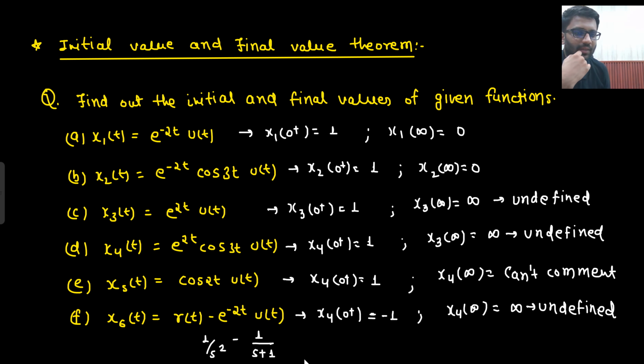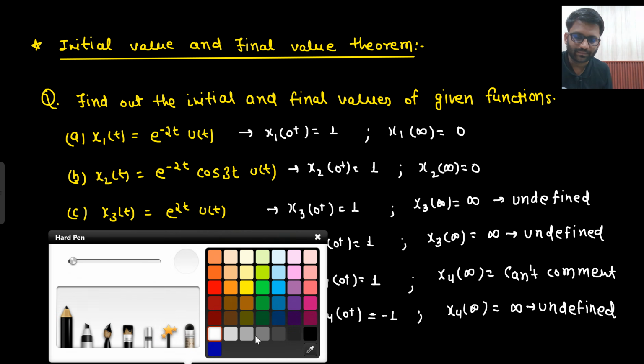Right? This will be the Laplace transform: 1 upon s square minus 1 upon s plus 2. Really sorry, s plus 2. E to the power minus 2t is there, no? Right? So I multiply with s. If I multiply with s, then this will be gone, and here s would come.